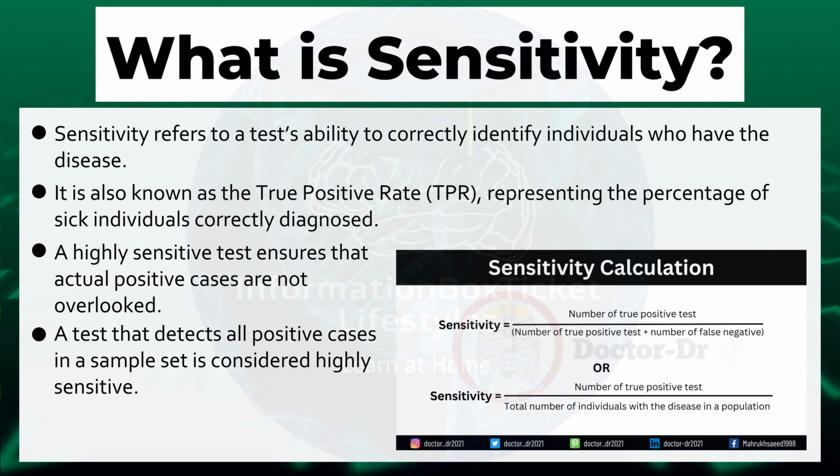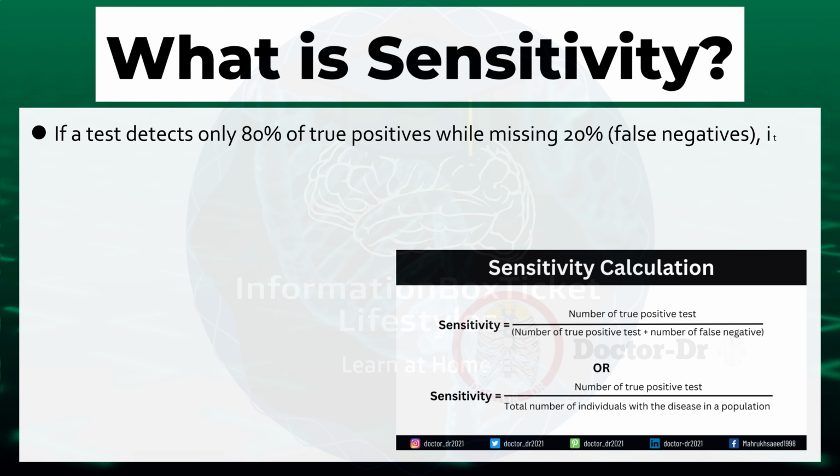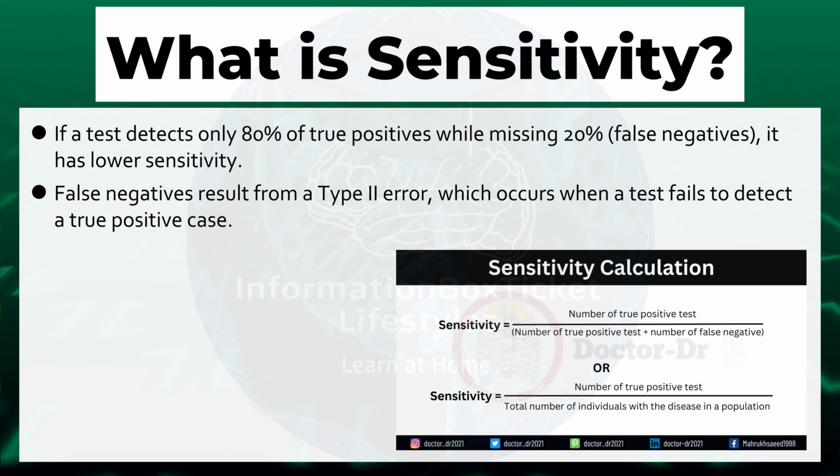A test that detects all positive cases in a sample set is considered highly sensitive. If a test detects only 80% of true positives while missing 20% false negatives, it has lower sensitivity. False negatives result from a type 2 error, which occurs when a test fails to detect a true positive case.